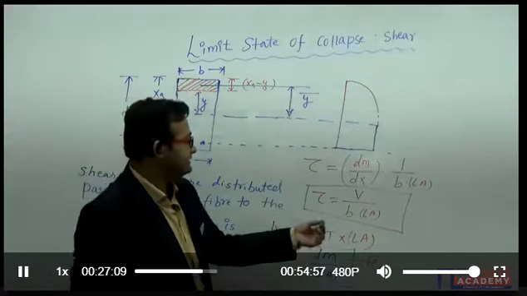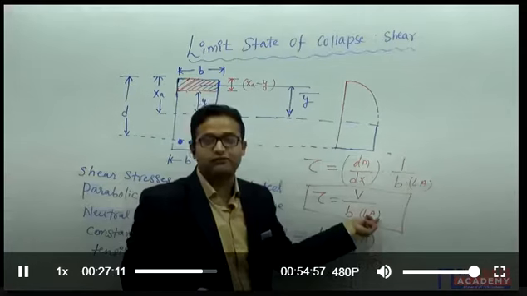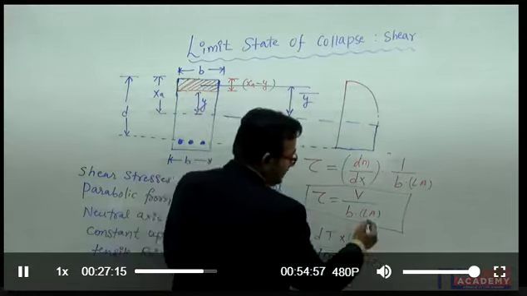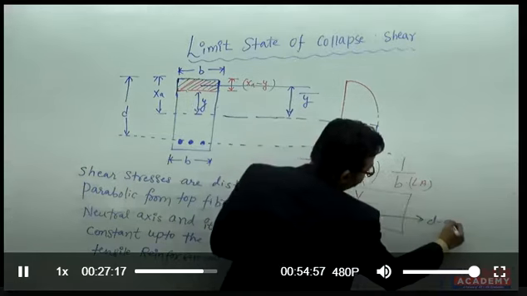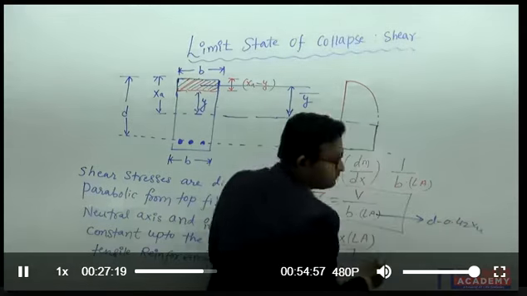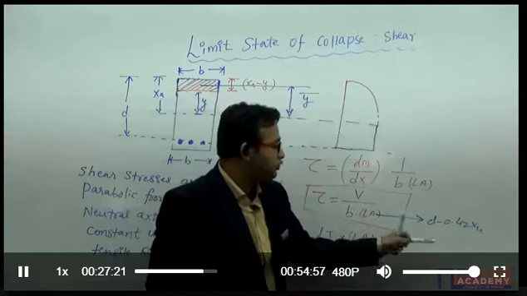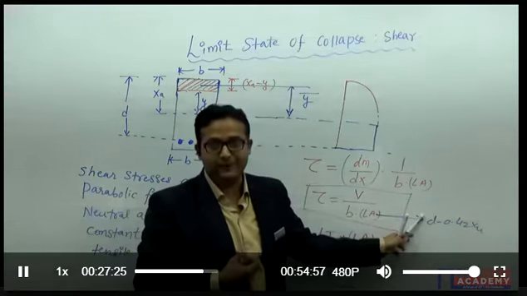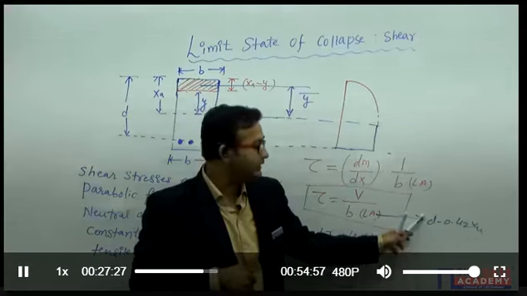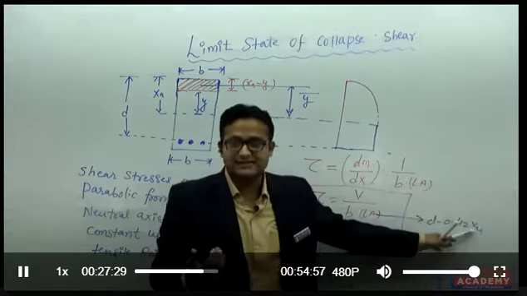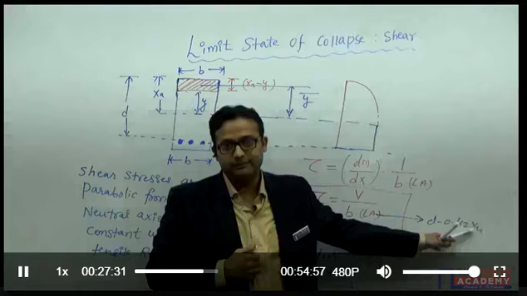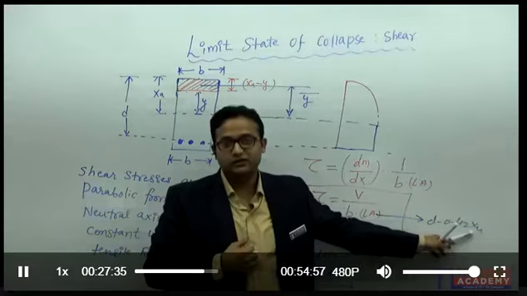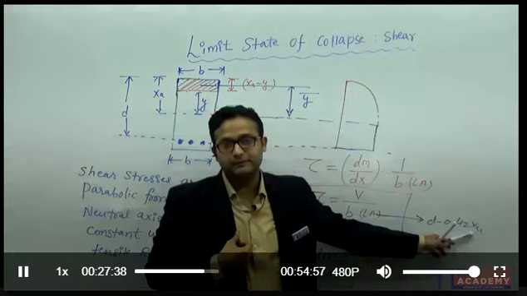Sir, yes, this lever arm is a function of the depth, but suppose I am considering lever arm is equal to D minus 0.42 XU, right? Here D is also constant, because I know what depth I am going to provide in the beam. D is constant, and the depth of the neutral axis is also constant for a particular type of section. So there is no variation in the depth.